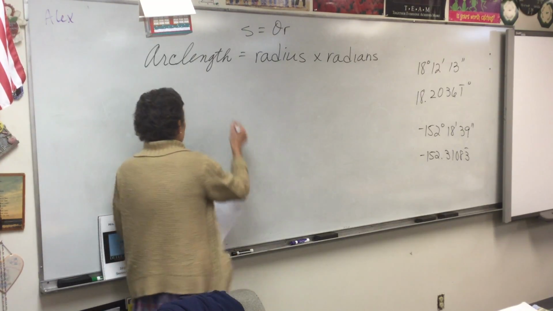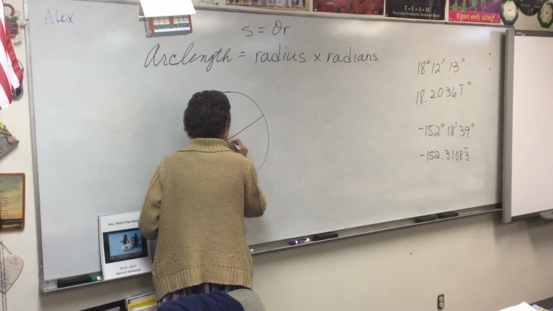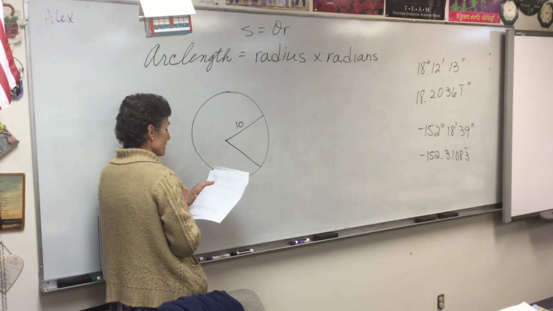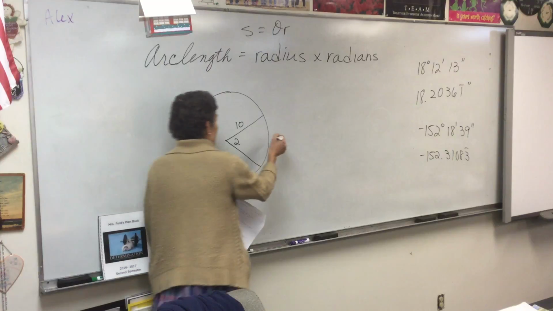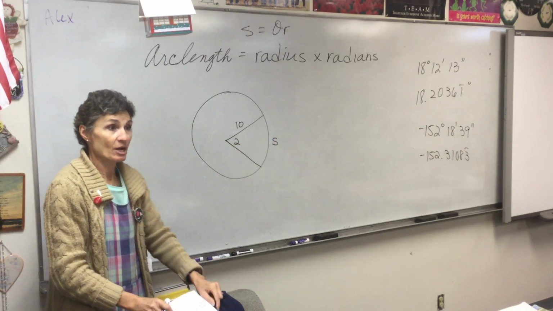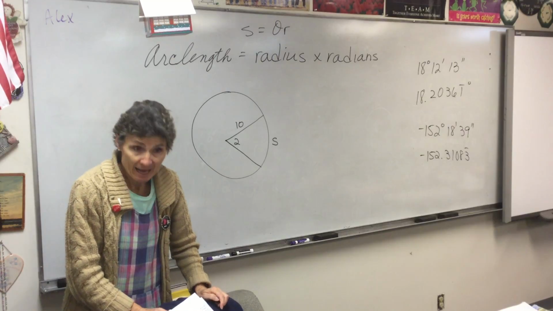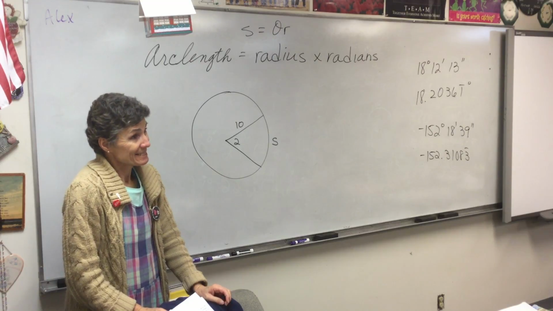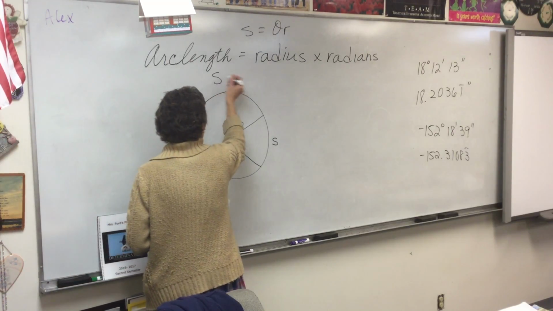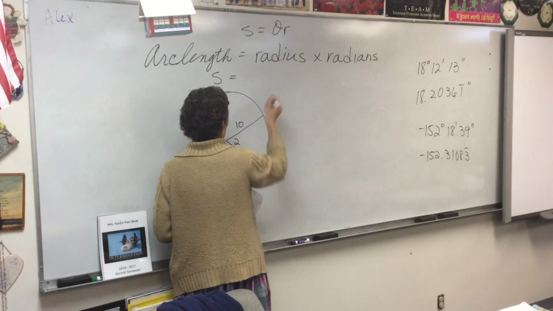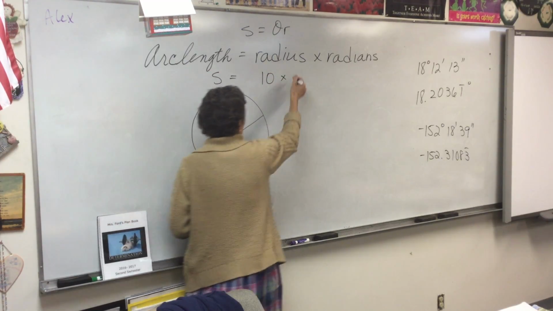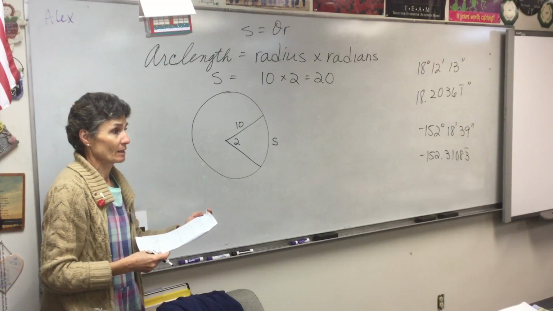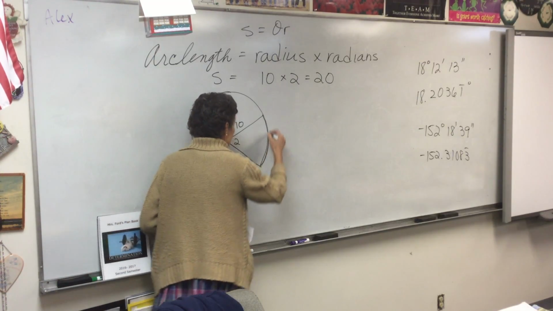So I have drawn a circle for you, and I've labeled everything so you know what's what. In our first problem, the radius is 10, the angle is 2, and your job is to find the arc length. Your book uses S for arc length. Using the formula, that's easy. What does arc length equal? Arc length equals radius times radians. So the answer to the first question is 20. This is the arc length, the length of the arc.